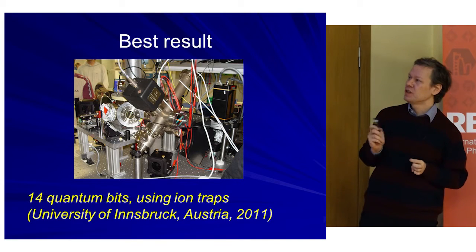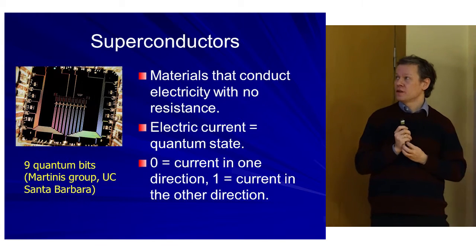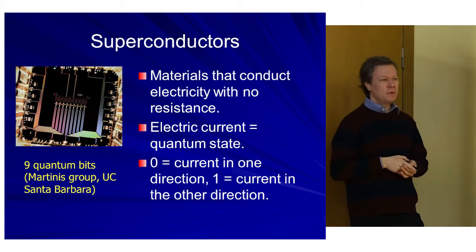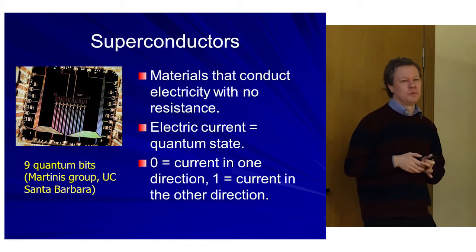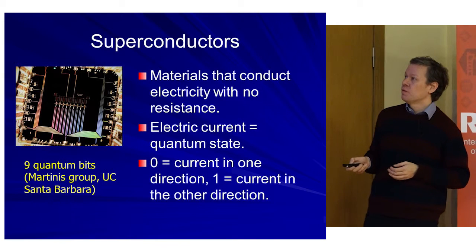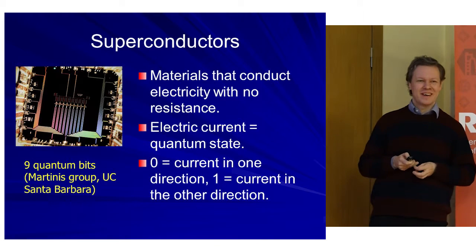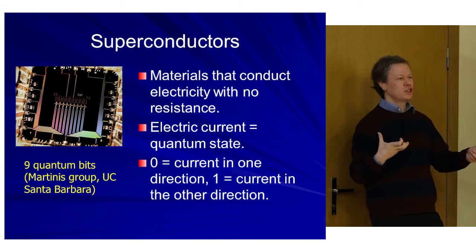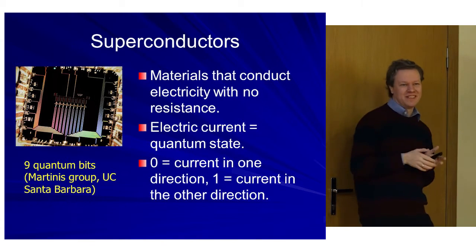And then the other possibility is superconductors. Superconductivity is a quantum effect. In a superconductor, the whole electric current is in one quantum state, and this is what explains superconductivity. So then we can encode 0 by a current flowing in one direction and 1 by a current flowing in another direction. And here we have a quantum state that actually consists of many electrons, all of them being in an identical quantum state.